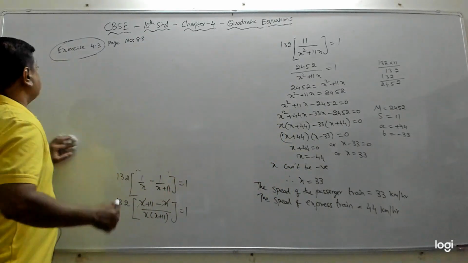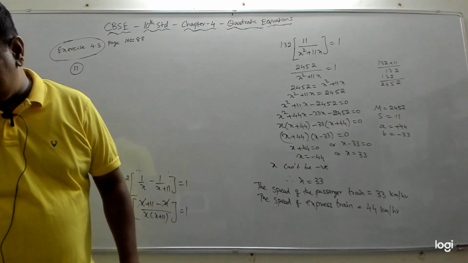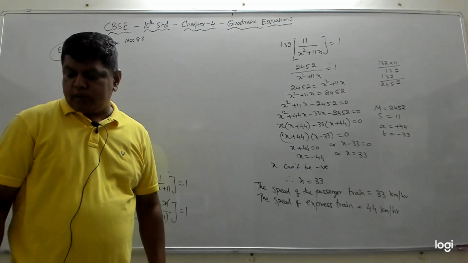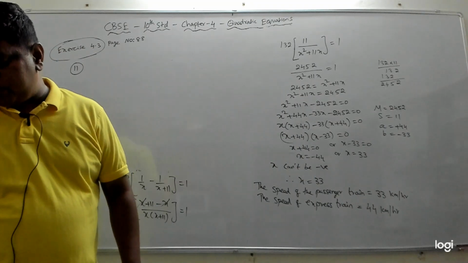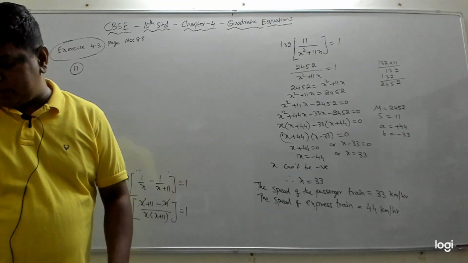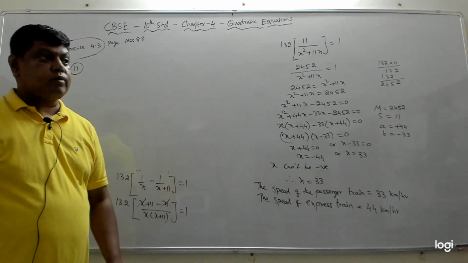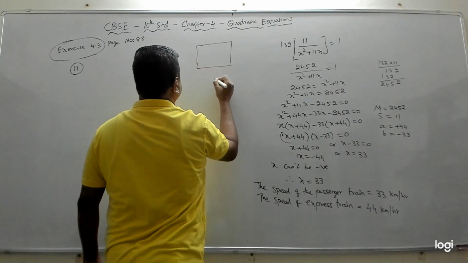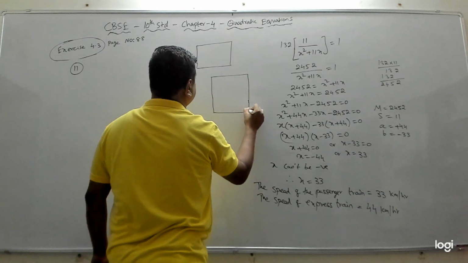Find the 11th problem from the same exercise 4.3. The sum of areas of two squares is 468 meter square. The difference of their perimeter is 24 meter. Find the sides of the two squares. So there are two squares. There is one square and there is another square, not of same size, different size.